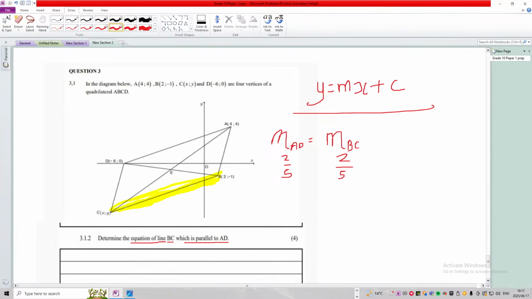So the gradients are equal, okay? Because of the lines being parallel. When two lines are parallel, the gradients are equal. Now I need to find my equation. Now I can just replace 2 over 5 into my equation there, plus c. Now, in order for me to find the equation of the line, I need to find this c value here. How do I find that c value? I substitute a point.